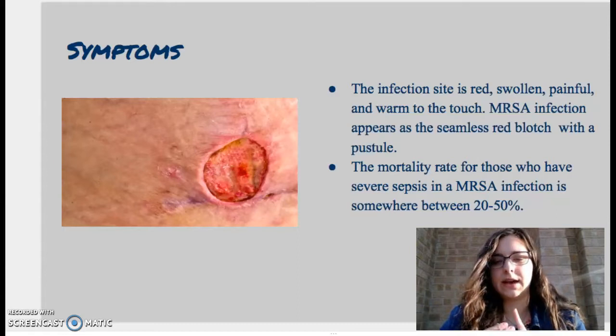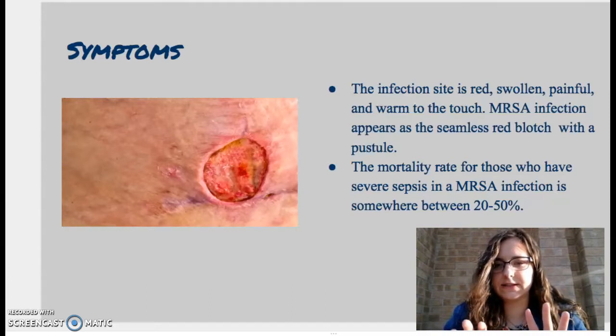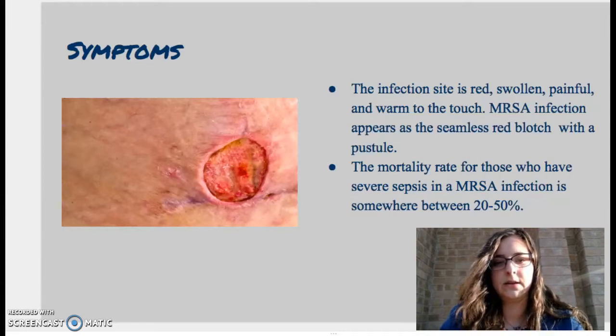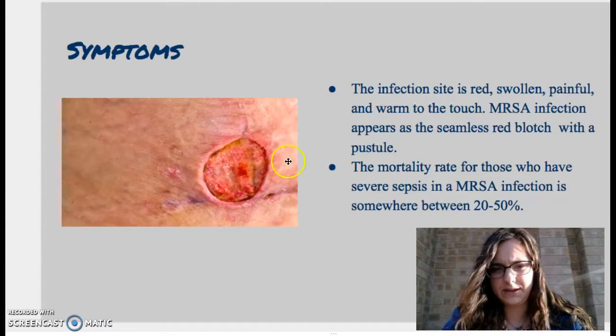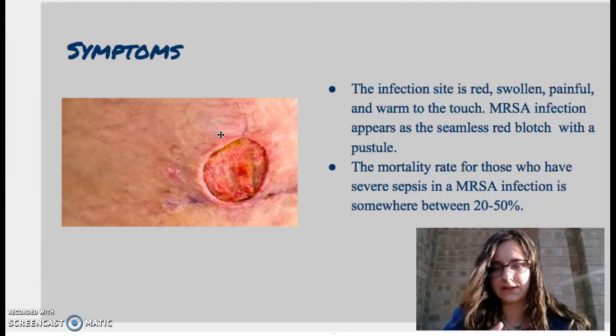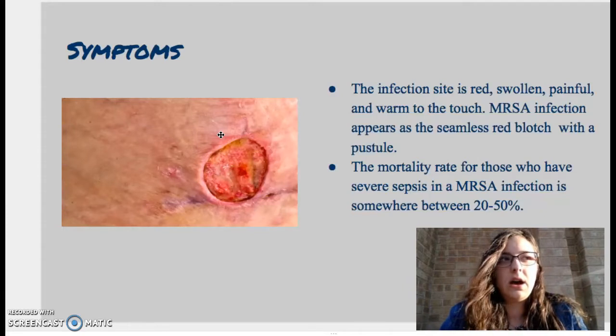And eczema or psoriasis patients also tend more to get it because eczema tends to be an open wound, and so does psoriasis. So that MRSA infection is going to appear like a seamless red blotch with a pustule usually. This is a fairly bad infection, and you can see how that skin is just open. It's seamless. There's no division in it. It's not like a spider bite, which it is normally mistaken for at first.